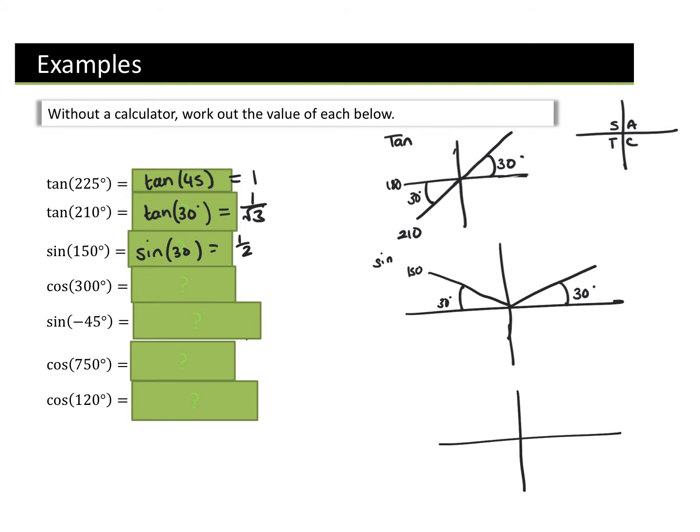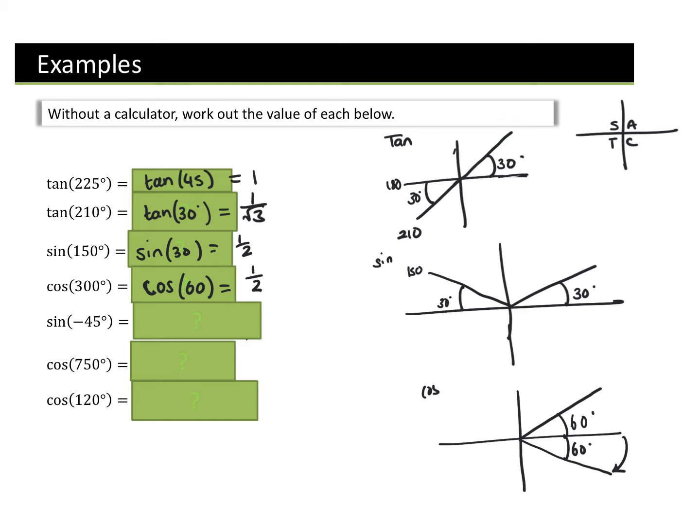Now I'm going to have cos. Cos of 300. 300 degrees is roughly here. If I go from 0 all the way round, it's going to give me 300 degrees. And with cos, I'm going to reflect this in my horizontal line. So 360 take away what is going to give me 300? And that is 60 degrees. So I know that's 60 degrees, so we're going to have cos of 60, which we know is a half.